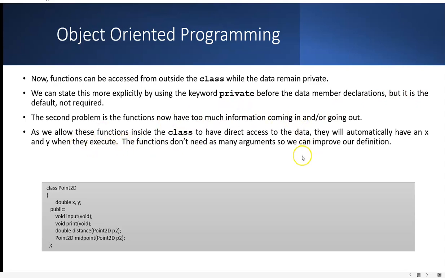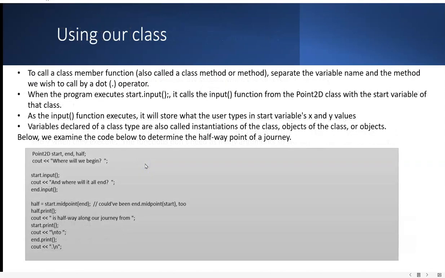Now, the second problem is the functions now have too much information coming in and going out. As we allow these functions inside the class to have direct access to the data, they will automatically have an X and Y when they execute. The functions don't need as many arguments, so we can improve our definition. So here we pass an additional point. To call a member class function, separate the variable name and the method we wish to call by a dot.